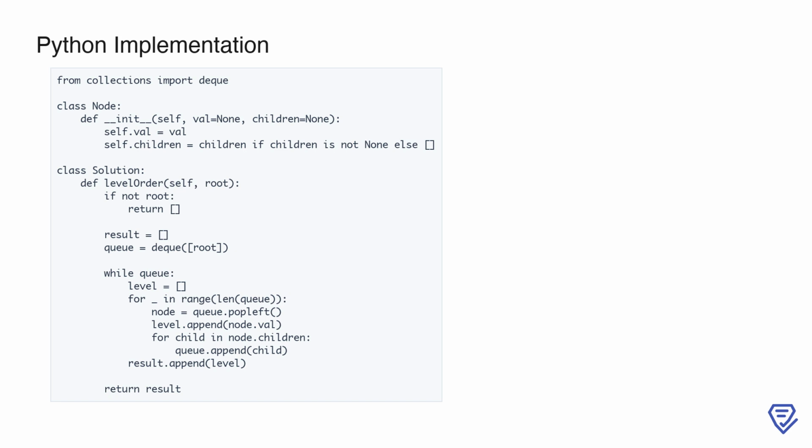The while loop runs as long as there are nodes in the queue. At each iteration, we process all nodes at the current level.